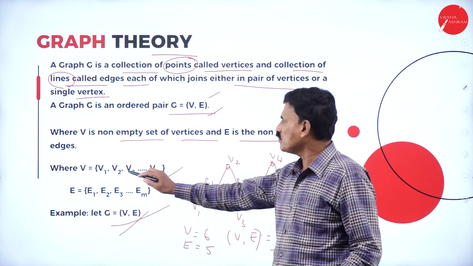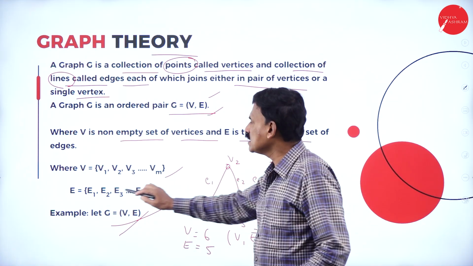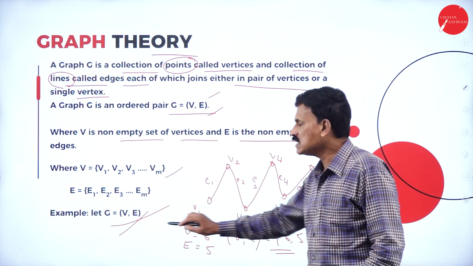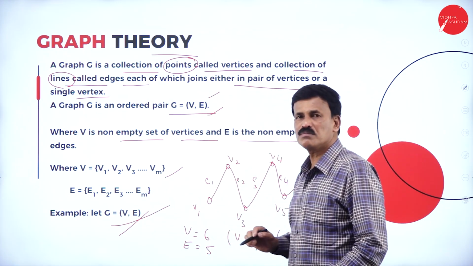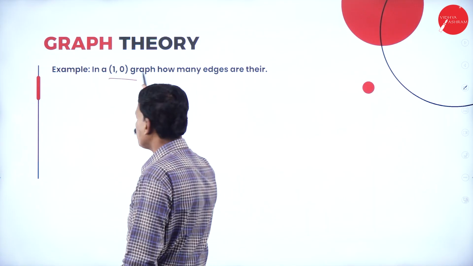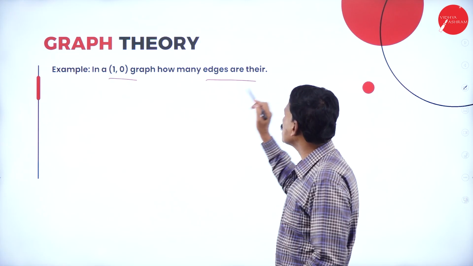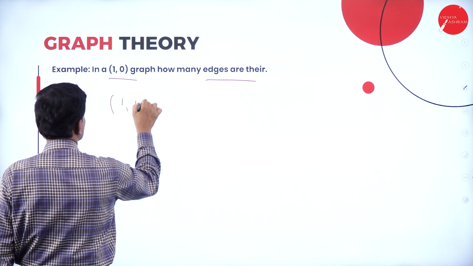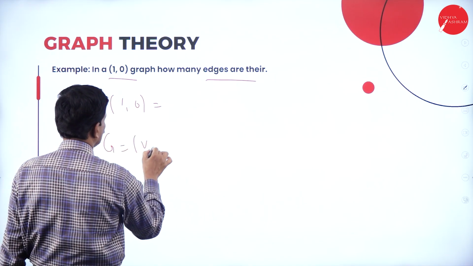Okay. So if a set V contains V1, V2, V3, etc. Vn, and E contains E1, E2, etc. En, then the graph is denoted as V comma E, that is Vm comma Em. Now let us come to an example. In an ordered pair 1 comma 0 graph, how many edges are there? So here what is given? 1 comma 0. According to the definition, a graph is nothing but V comma E.